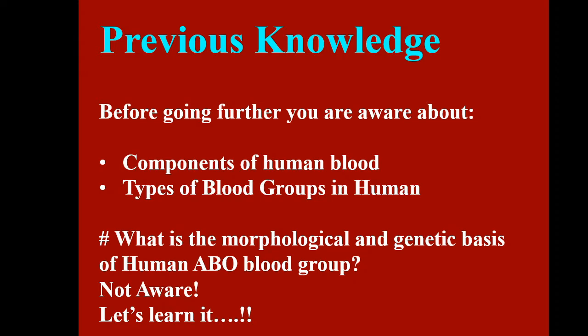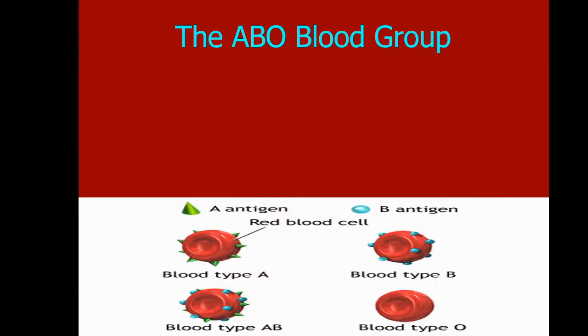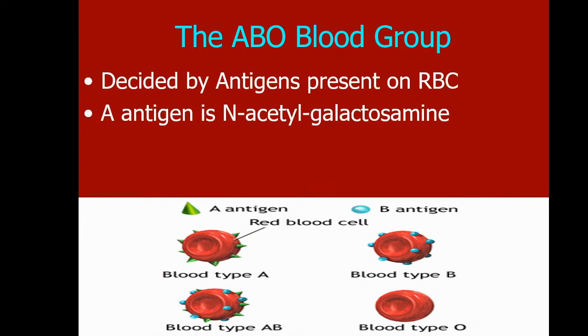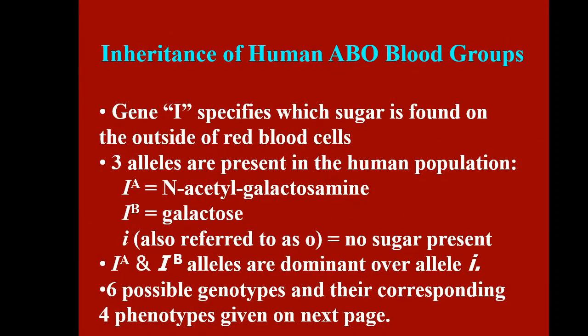But how are these blood groups decided? Let's learn it. The ABO blood group, as I told you, is decided on the basis of the antigens present on RBC. Here the antigens are shown in two colors, green and blue, and in shapes, the triangular shape and the spherical shape. So you can see the possibilities of antigens present on it. And remember beta, the chemical nature of the A antigen is N-acetyl galactosamine and the B antigen is galactose.